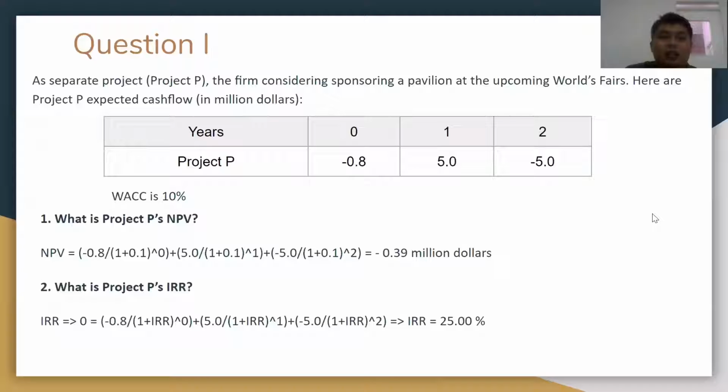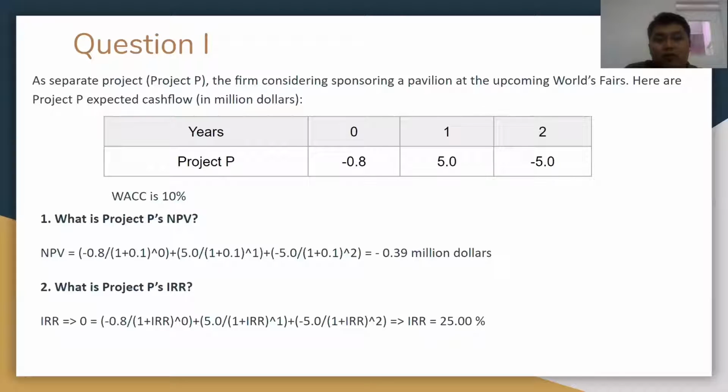And then as a separate project, namely project P, the firm considers sponsoring a pavilion at upcoming world fairs. Project P's expected cash flow is minus $1 million at year 0, with inflows in the following years, through year 2. The assumption is that WACC is 10%. Question number 1 is, what is project P's NPV? The NPV, using the formula and the finance calculator, is minus 0.39 million dollars.